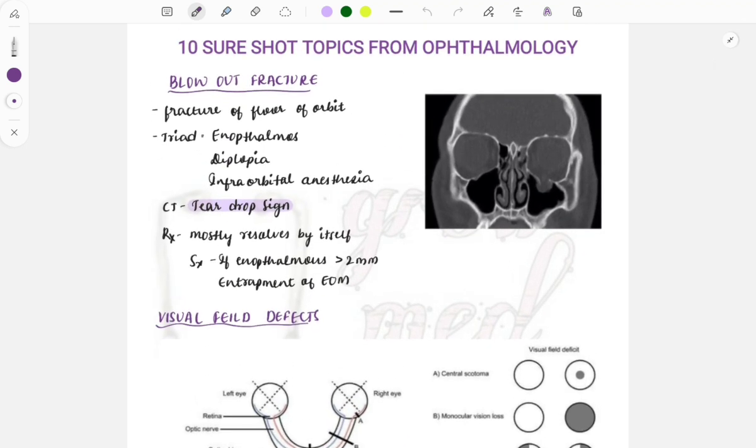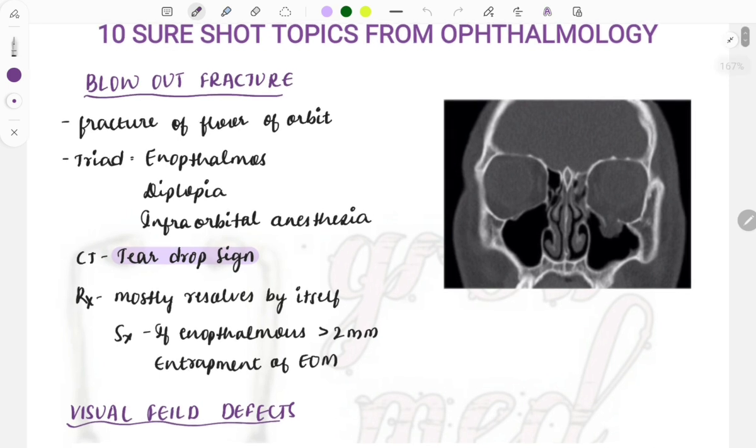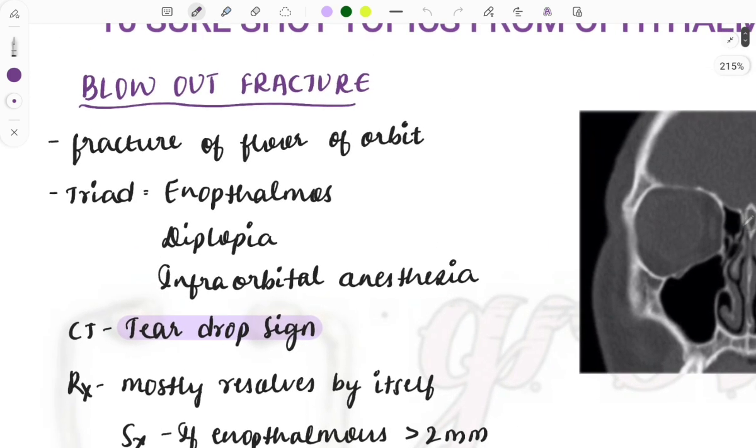Starting the video, blowout fracture, a very important topic and asked multiple times in the past years. So this is a repeat topic as well. What we can see in this blowout fracture is that there will be fracture of the floor of the orbit, and we can see a classical triad in it, which is important because questions are asked on this triad. The triad is enophthalmos, diplopia and infraorbital anesthesia. So these three things will be seen whenever there is blowout fracture, and these will be described in a case. So look at the case, read it carefully and try to solve the clinical case.